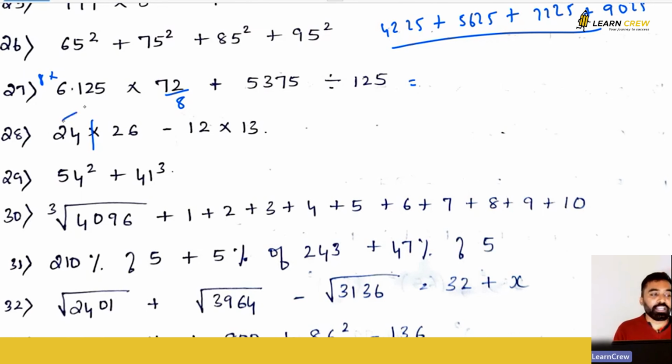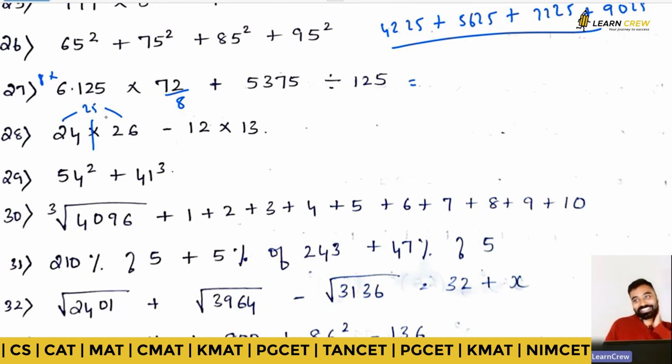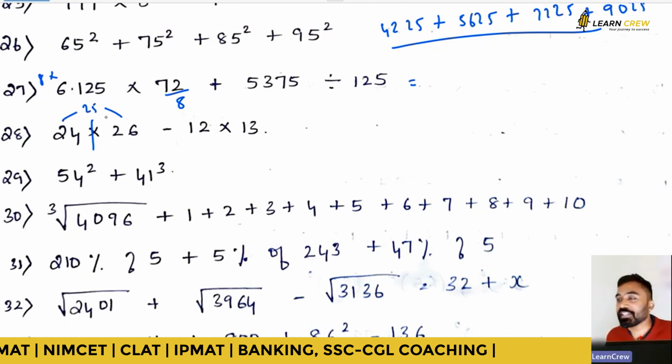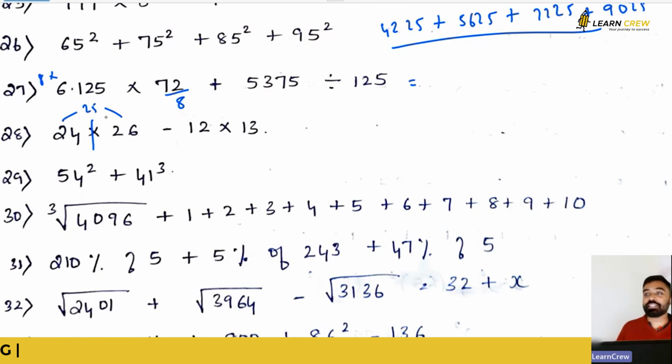24 into 26. How much can you do it? 12 common where? In this one. Okay, do it. 12. Or you take 12 and 13 also common. Do it. What's 12 13s are? 156. What is 15 12s are? 180. 15 12s are 180. Remember these two things, most commonly asked.